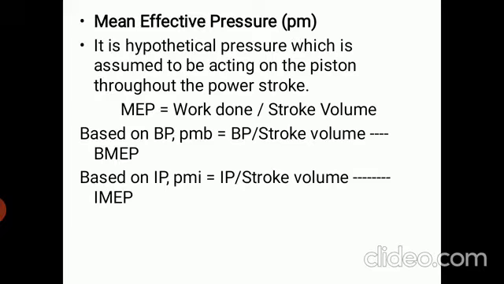Again, we can define mean effective pressure based on two parameters, based on brake power as well as on indicated power. If the mean effective pressure is based on brake power, that is termed as brake mean effective pressure. If the mean effective pressure is based on indicated power, that is termed as indicated mean effective pressure. We know how to calculate brake power and indicated power. Just now we have discussed the expressions for brake power and indicated power.